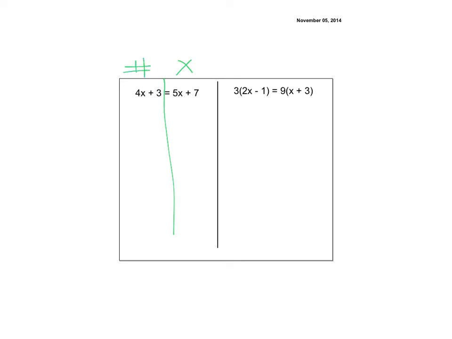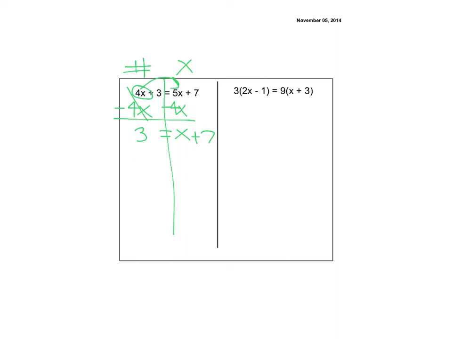So if I want to move my x's over, I got to get this 4x over to that 5x. Now to move it across the equal sign, we either have to add or subtract. So I'm going to start by subtracting 4x. Now that leaves me with 3 on the left equals 5 minus 4 gives me 1. Now remember, when we have just an x, there's really an invisible 1 out front of it. So we don't need to put the 1. You can if you'd like, but we don't need to. And we still have our plus 7.